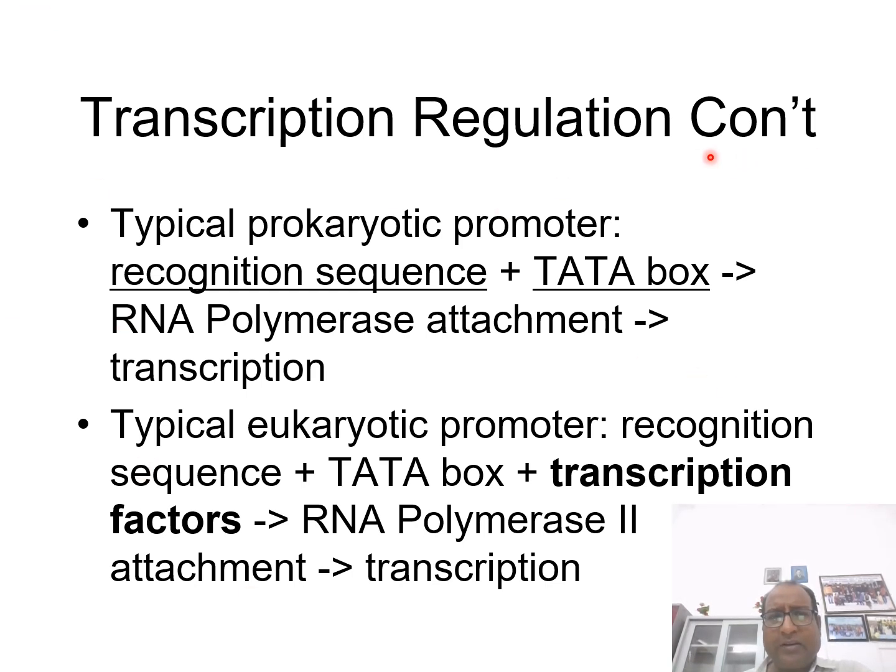So transcriptional regulation can occur as you have seen in the prokaryote. The promoter is recognized by the RNA polymerase at a sequence known as the TATA box, and RNA polymerase attaches to it and causes the transcription of the gene. And in eukaryotes, the promoter consists of a TATA box sequence and binding sites for transcription factors, and a set of sequences known as recognition sequences, and RNA polymerase brings about transcription.